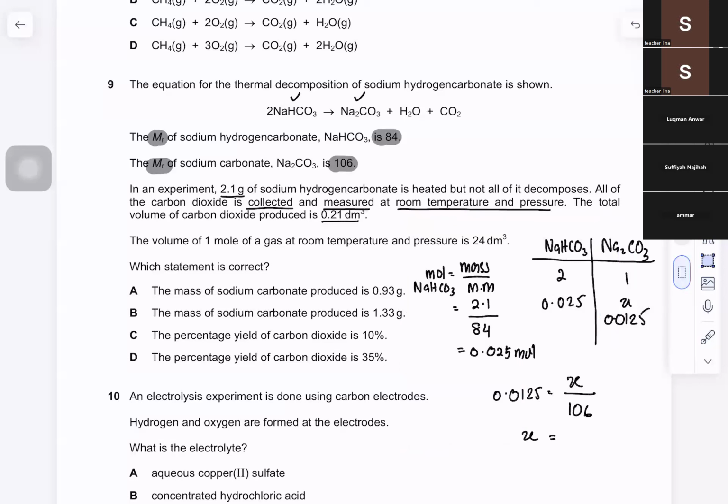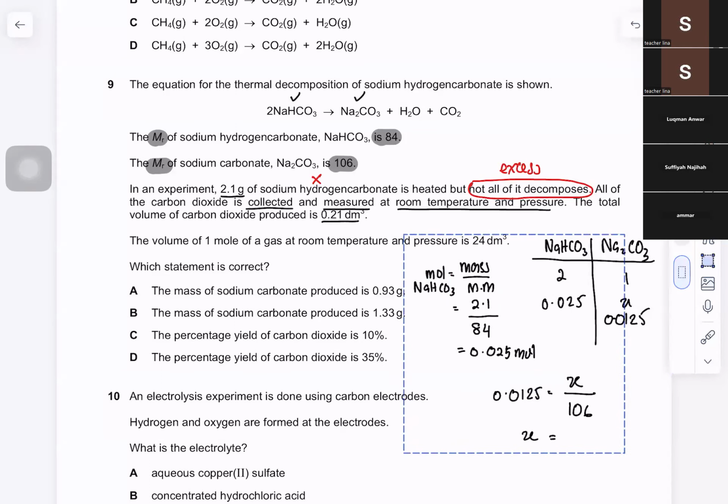Okay. Alright. Ni. In experiment, 2.1 gram of the sodium carbonate. Okay. 1.25. Bukan yang tu. Dia dah beritahu dah. They heated but not all decomposed. Not all decomposed maksudnya that one in excess lah. Kita tak boleh take the sodium hydrogen carbonate. Okay, sebab dia not all decomposed. So cepat padam balik.